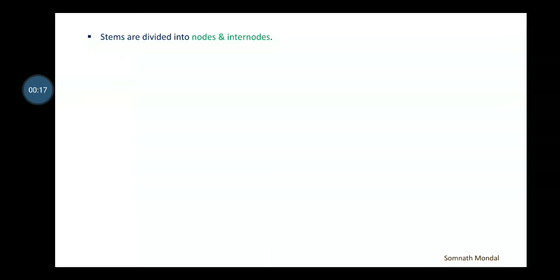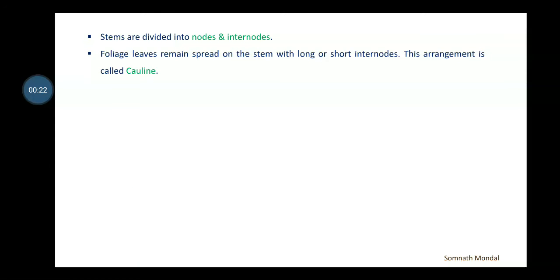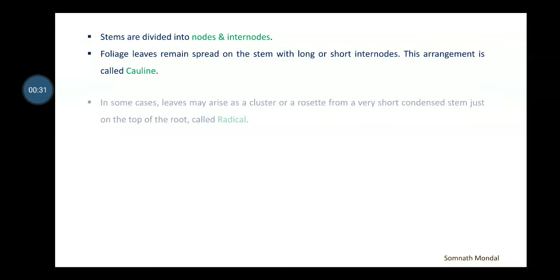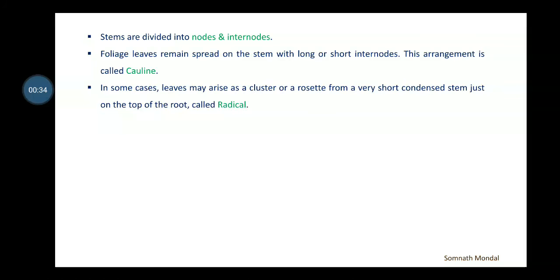Stems are divided into nodes and internodes. Foliage leaves remain sprayed on the stem with long or short internodes. This arrangement is called caulinE. However, in some cases, leaves may arise as a cluster or a rosette from a very short condensed stem just on the top of the root, like in radish, and this type of arrangement is called radical.